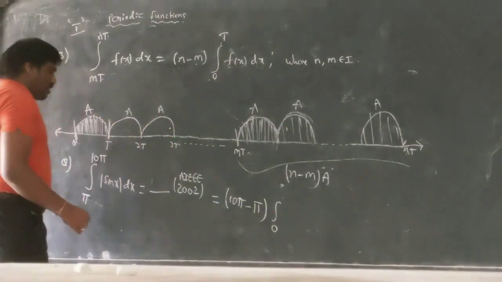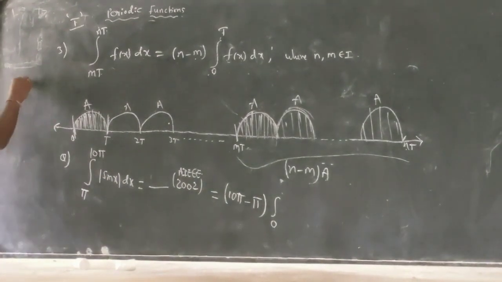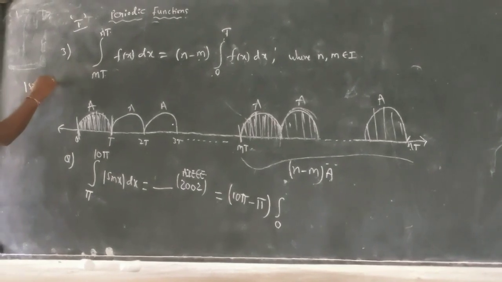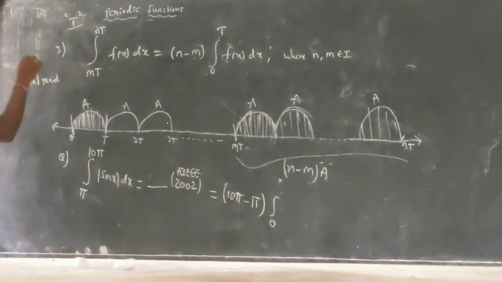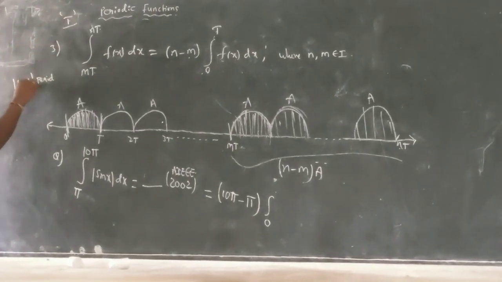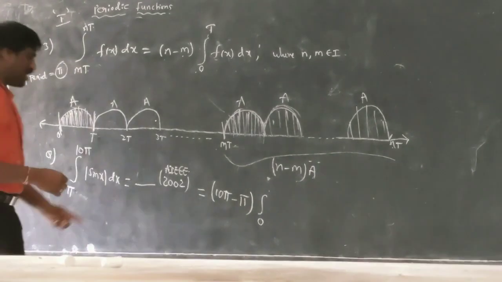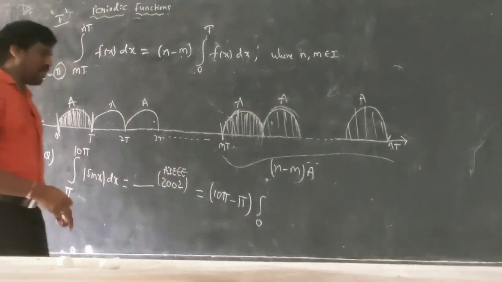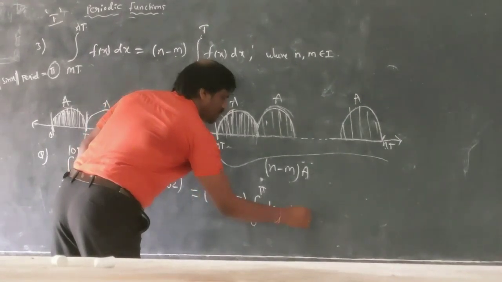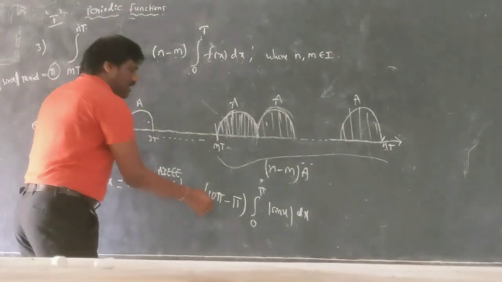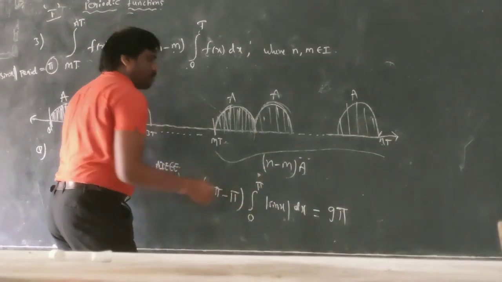What is the period of mod sin x? You should know the period; I already explained it in the previous sections on functions. The period of mod sin x is pi. So I can write (10 pi minus pi) times the integration from 0 to pi of mod sin x dx. 10 pi minus pi is 9 pi, so it is 9 pi into the integration from 0 to pi of mod sin x dx.